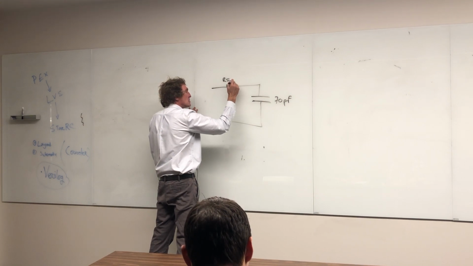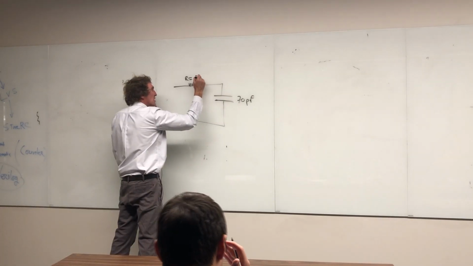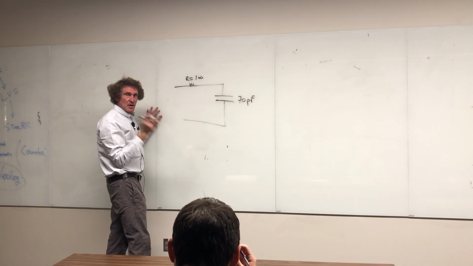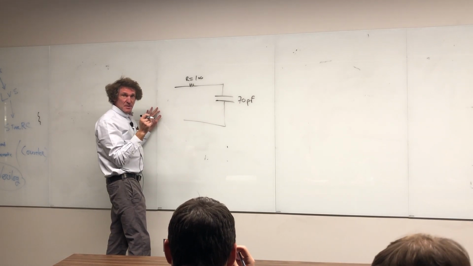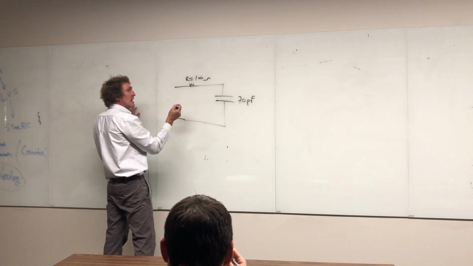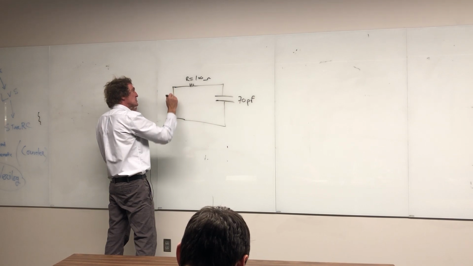This resistor, is that 1K? It's 100K. Sorry, 100 ohms. Is that right? It's 100 ohms. Make sure it's right. That's an odd value. All right, 100 ohms. Then we have the signal coming in from a source right here, right?